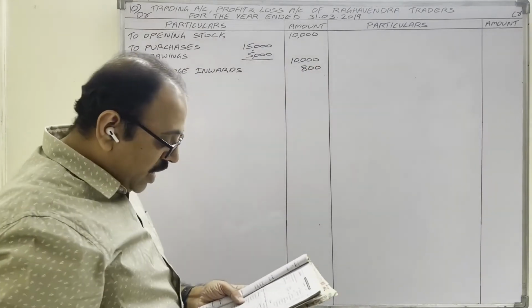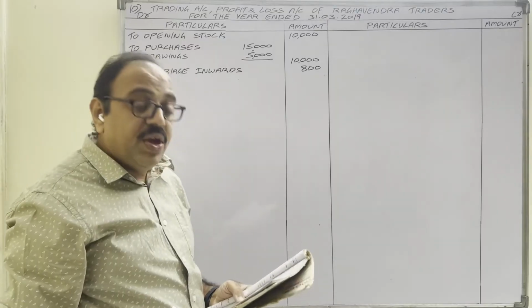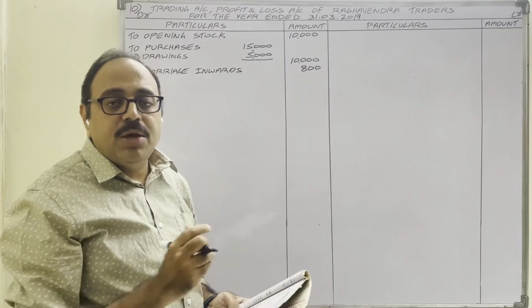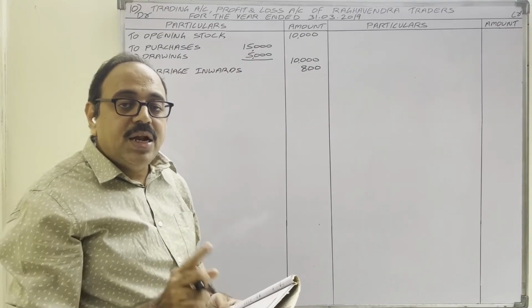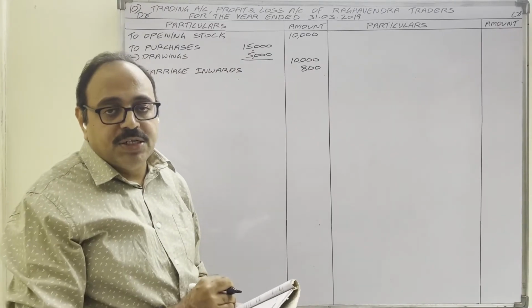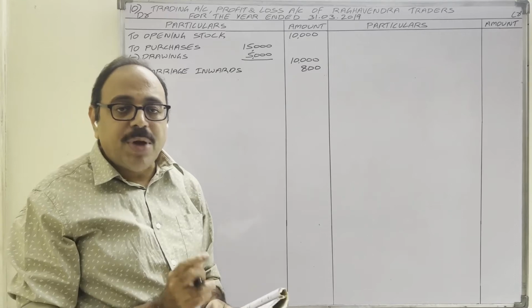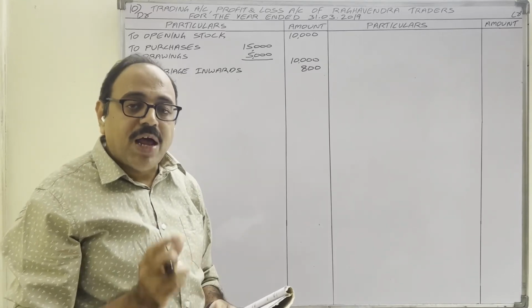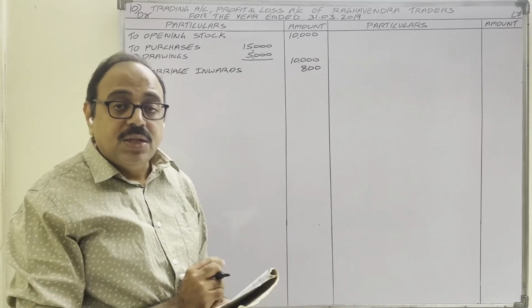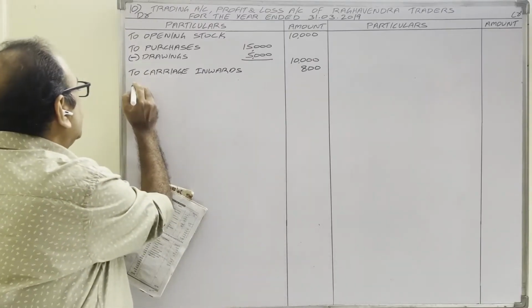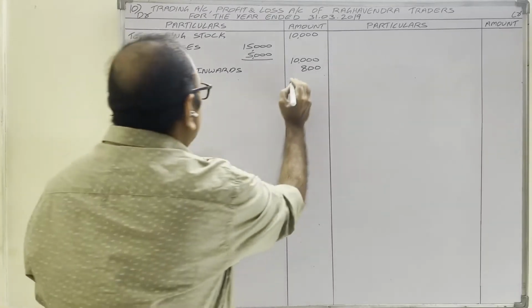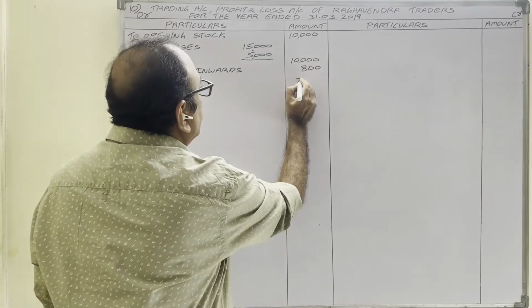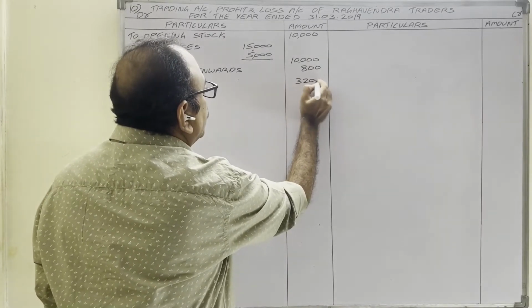Next, salaries are not here; wages. Wages we pay to labor, and labor works in the factory. Factory-related expenditure is direct expenditure because we manufacture goods only in the factory. So this is manufacture-related expenditure, therefore trading account debit side. To wages, no adjustment, so the amount in the outer column is 3,200 rupees.